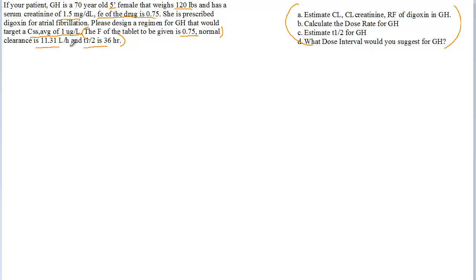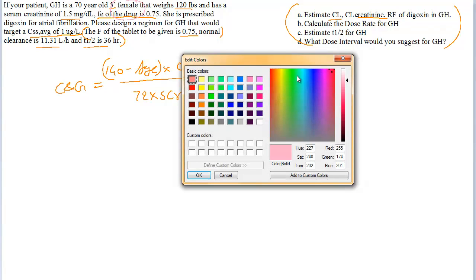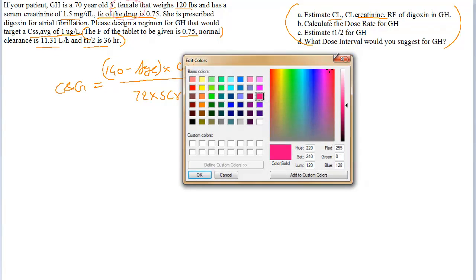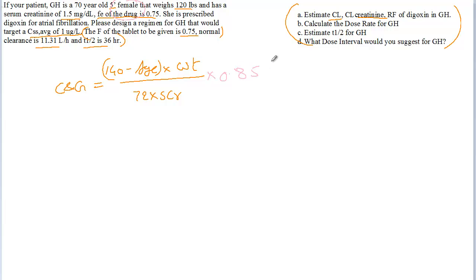What's the first thing that we need to calculate if we have to calculate clearance? We need to calculate creatinine clearance, right? What's the equation for creatinine clearance? The Cockcroft-Gault equation, right? So it's 140 minus age times weight in kilograms divided by 72 times serum creatinine. Are we missing something here? I think so, because it's a female patient, so we have to multiply this entire factor by 0.85.